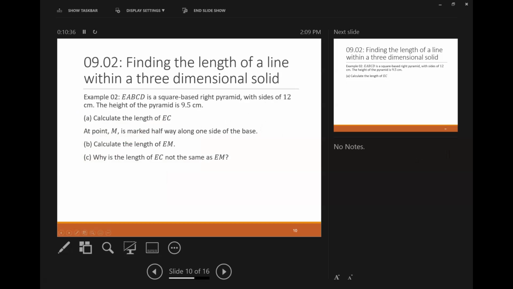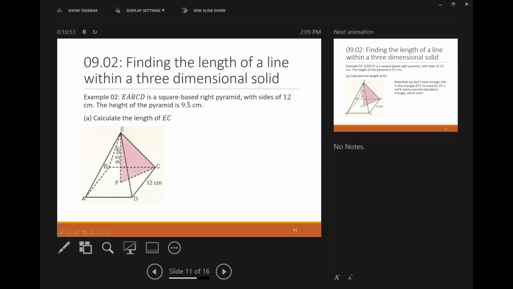Let's do another one. So EABCD is a square-based right pyramid where the square has side lengths of 12 and the height of the pyramid is 9.5, and we want to calculate EC. So I'm going to start by drawing my picture and finding a calculation triangle that includes the segment EC. So there's one. Is everybody good with that? Okay. We're convinced that that's a right triangle? Should be easy to see that, right? We've used that one before in the examples, I think.